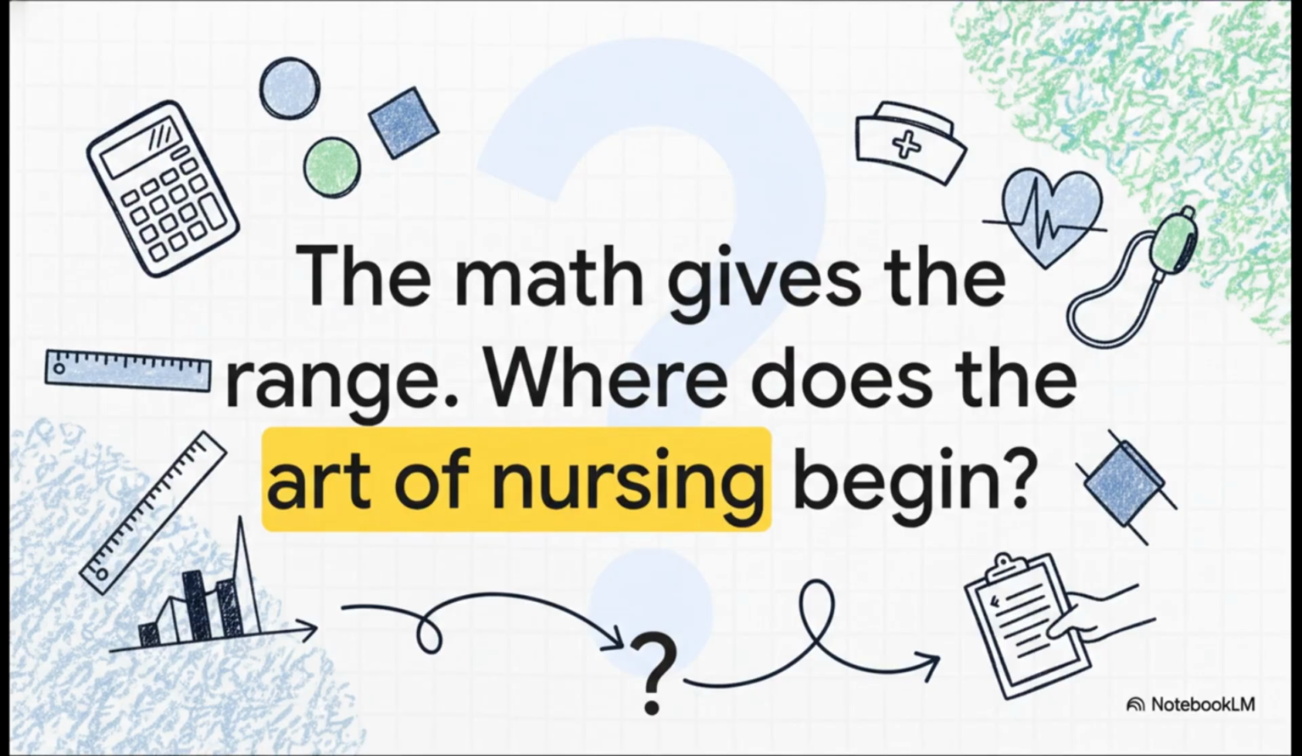Which really leaves us with this final thought. We've proven that the math part is a repeatable science. It's a blueprint that gives us a safe range, say from 23.6 to 47.4. But should the right starting dose be 25 or maybe 35? Well, that decision isn't on the calculator. It's based on the patient's blood pressure, their heart rate, their whole clinical picture. And that, right there, that is where the science of calculation ends and the art of nursing truly begins.